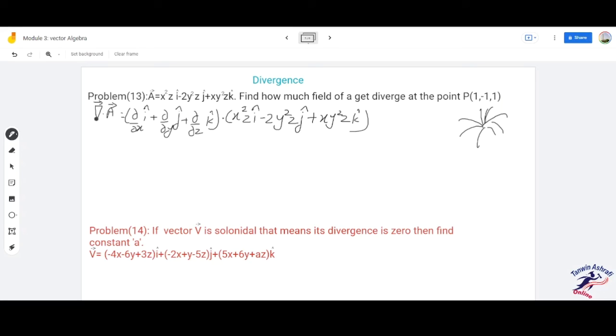So as we know, i cap into i cap is 1, j cap into j cap is 1. So according to our knowledge, we will try to group them. Del by del x, since i cap is 1, here x square z will be taken. Similarly, j cap is 1, so for the variation we will take del by del y of minus 2y square z.